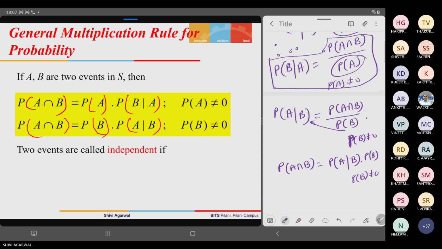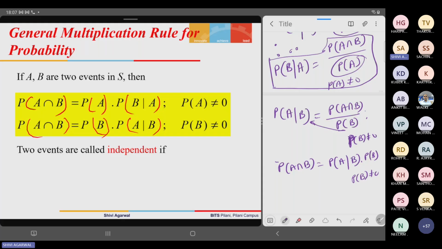So this is known as the multiplication rule of probability, that we can find the probability of A intersection B in the form of conditional probability. It is equal to either probability of A multiplied by probability of B given A, or probability of B multiplied by probability of A given B. So that is the conditional probability.